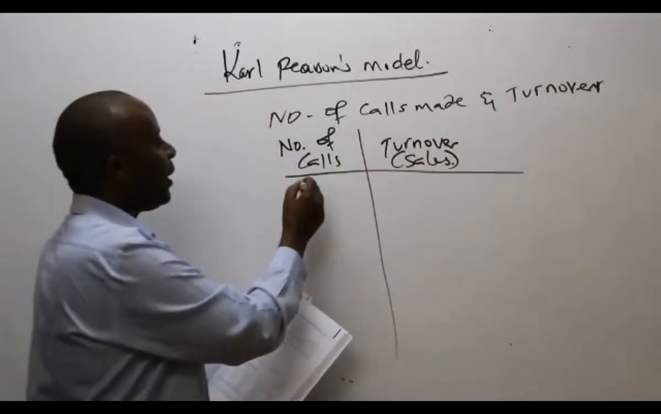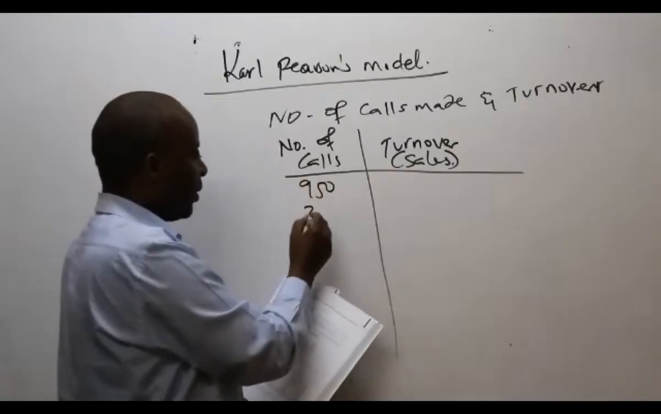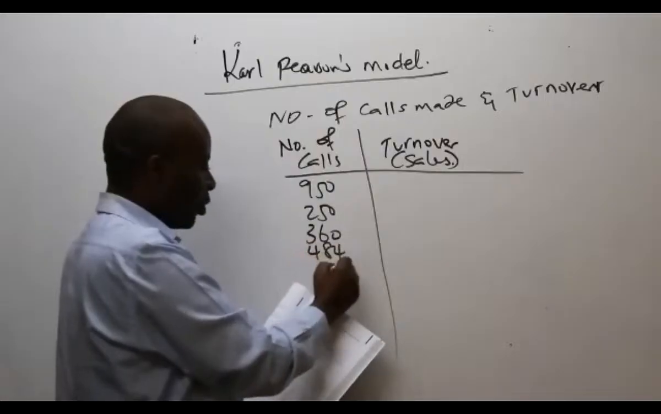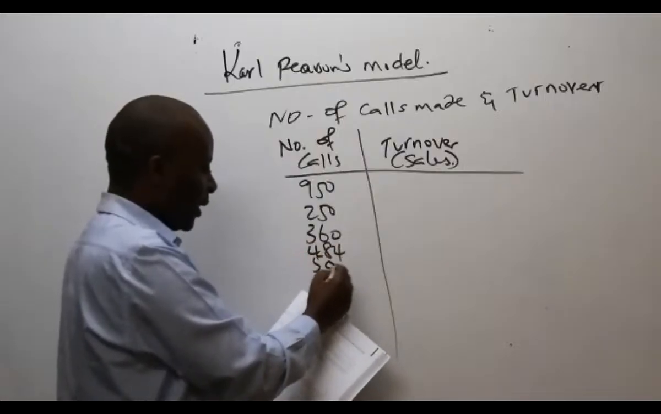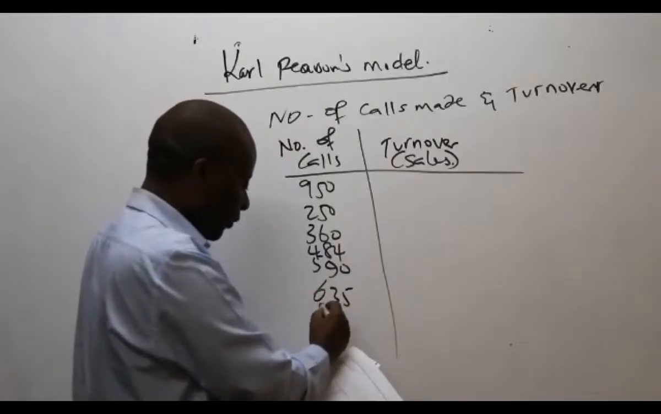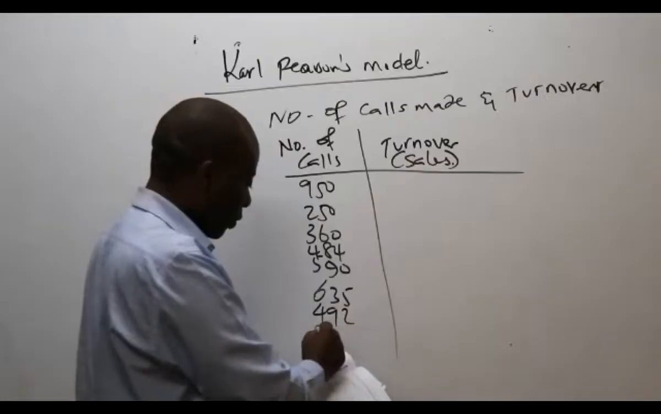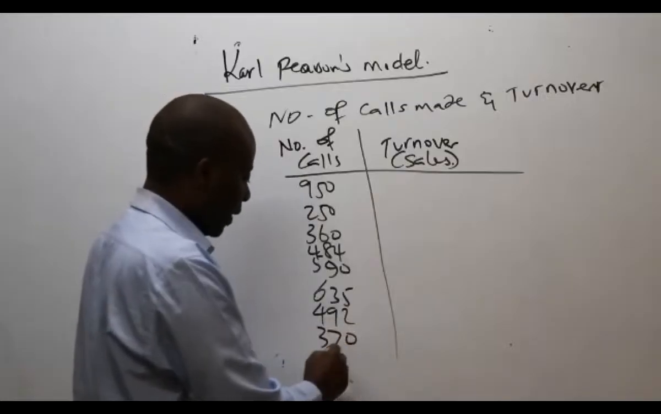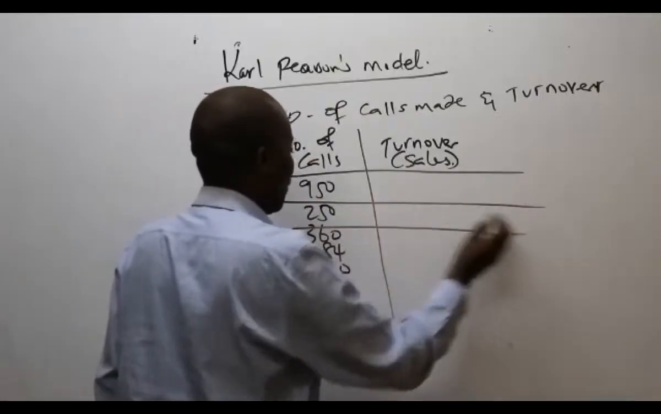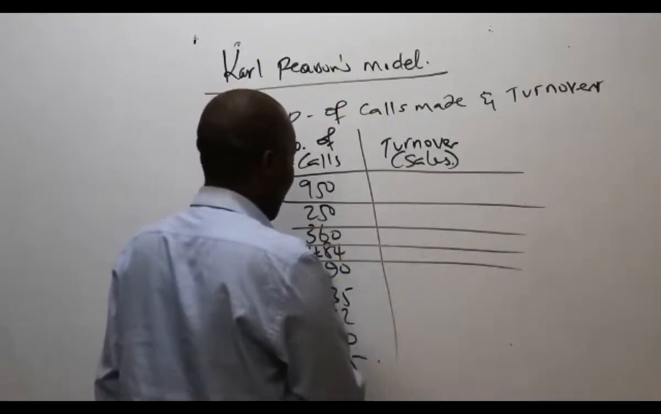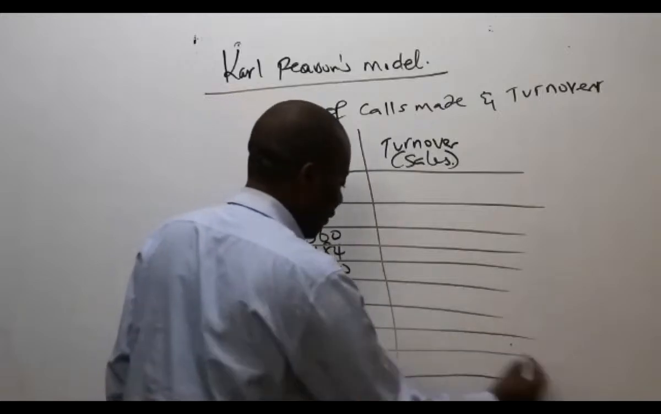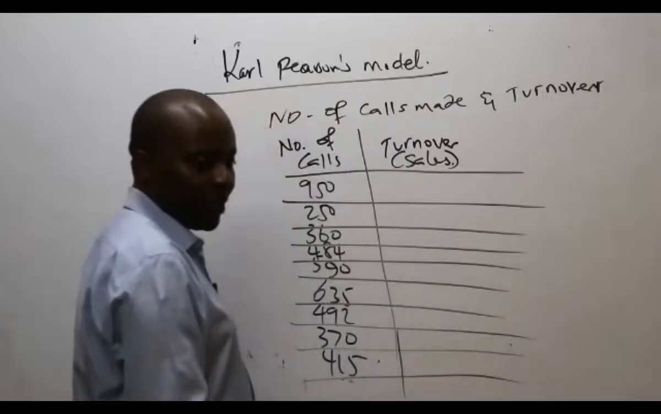So here they have given me 950. Here they have given me 250. Here we have 360. Here we have 484. Here we have got 590. Here we have got, ladies and gentlemen, 635. Here we have got 492. Here we have got 370. And then 415. So, ladies and gentlemen, if that is the case, this is what we need to do very first. QA is the best paper in CPA.